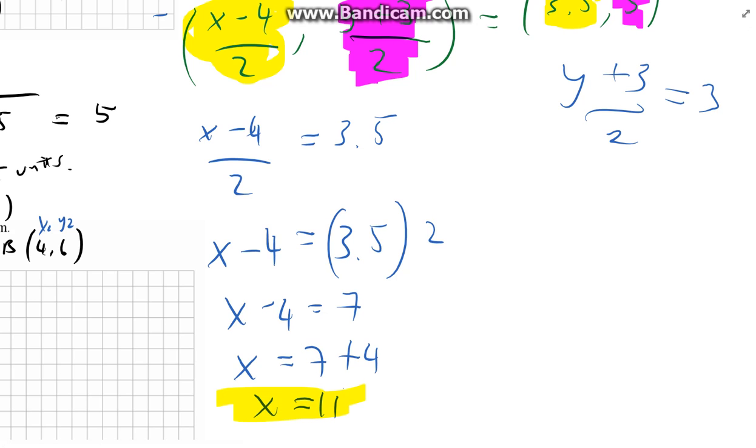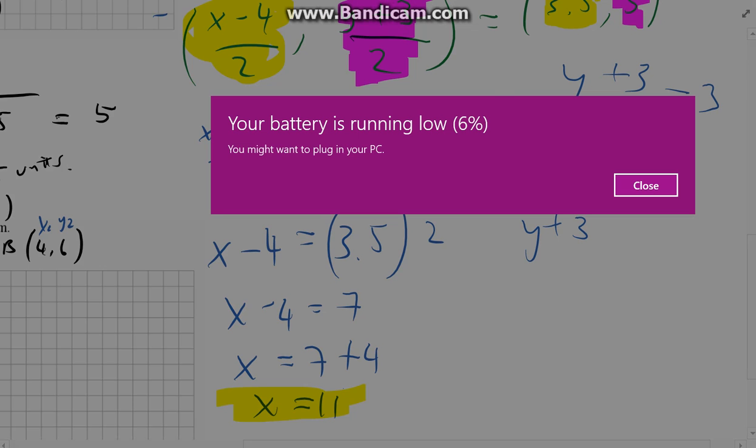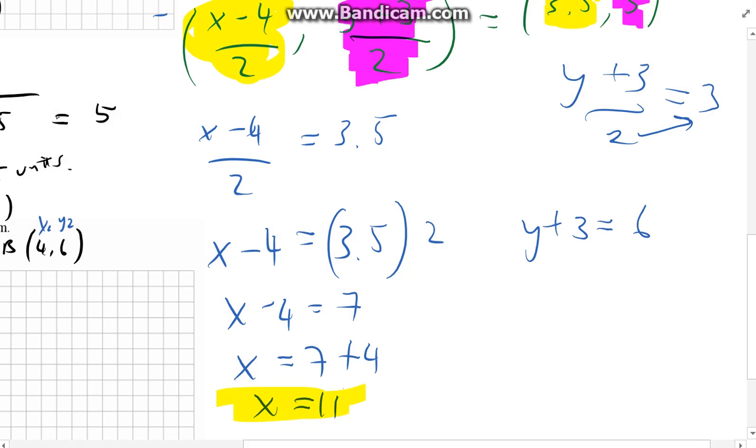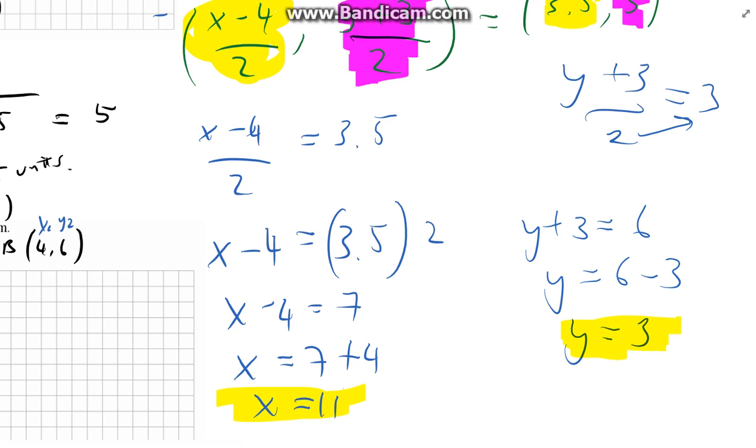Then do the exact same thing with the y. The 2 is dividing, so that goes up. So you'd have y plus 3 is equal to 3 by 2, which is 6. Y is equal to 6 minus 3, because you want to get it on its own. Y is 3. So that's your point, x and y, which means that 11, 3 is your point.